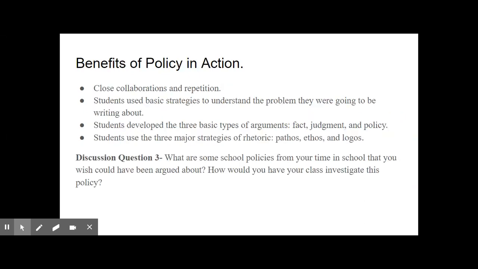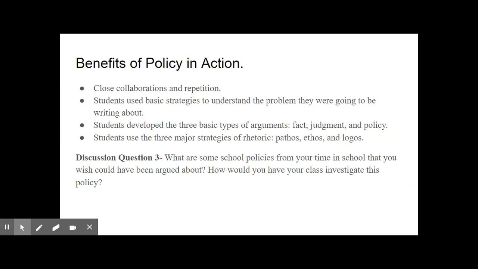So there's some benefits to using Policy in Action to teach students how to create arguments. The first one is there's a lot of close collaboration and repetition. This lesson involves a lot of students and teachers working together to figure out how the problem should be solved, what kind of evidence needs to be gathered, and how that evidence should be gathered. And you can also use this again in smaller groups, smaller projects, but it'll still use the exact same steps so the students can become even more familiar with them.